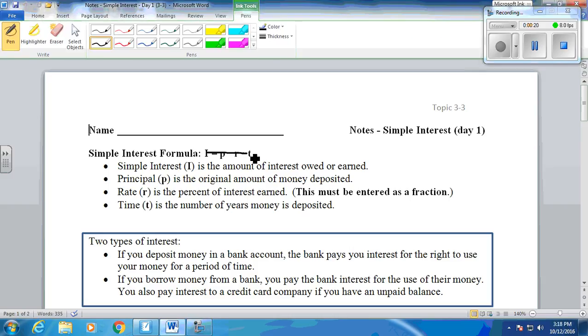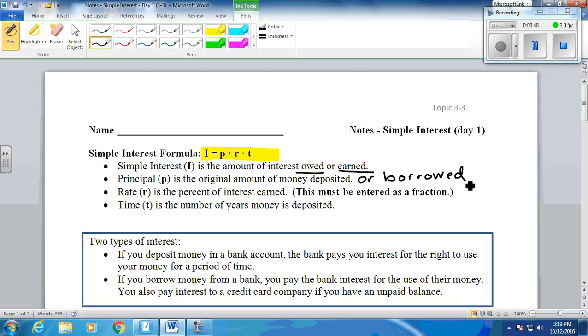memorized. The formula is going to be I equals PRT, where the simple interest I is the amount of interest that is either owed or earned. Principal P is the original amount of money that is deposited or borrowed. I'm probably going to spell borrowed wrong, but we'll go for it.